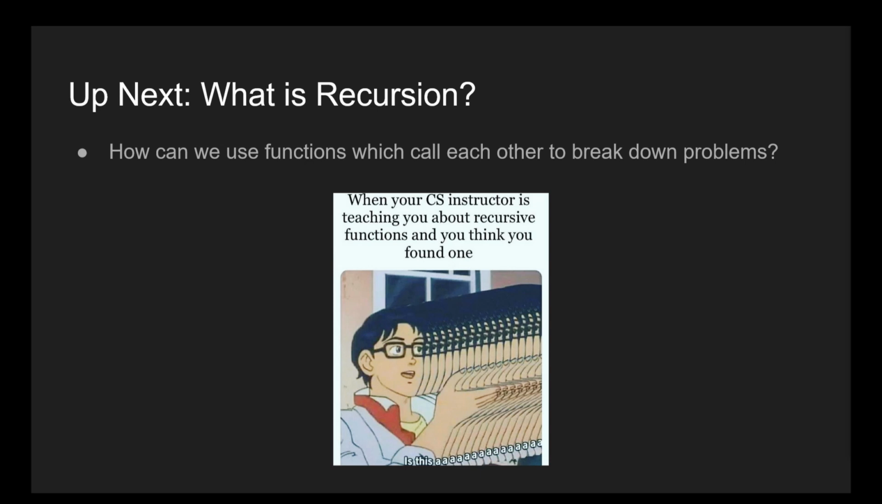Up next, we are going to be covering one of the most confusing and important topics in computer science, recursion. Let's start with the most important question. What exactly does recursion mean?